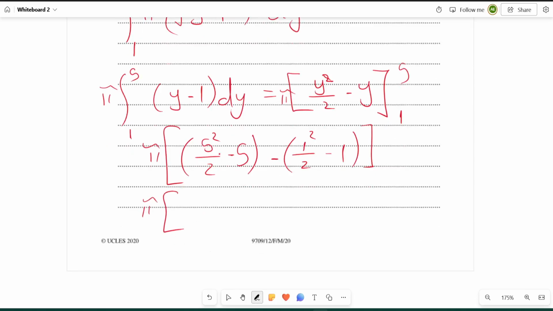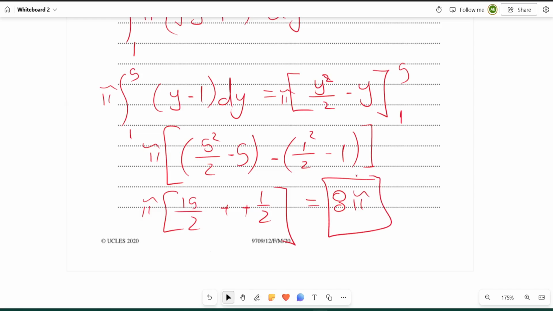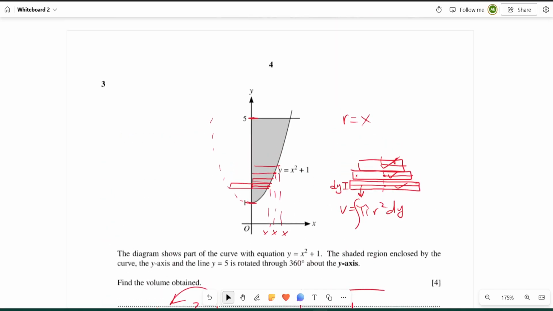So that is going to be pi into 25 over 2 minus 5, that's going to be 15 over 2, and then minus, this is going to be 1 squared over 2 minus 1, which is negative half. So this is going to be plus 15, so 16. 16 over 2 is 8, so my final answer is going to be 8 times pi. This is going to be my final answer for this question.